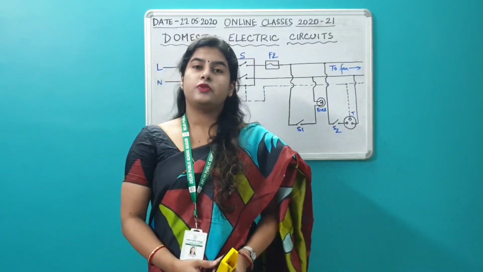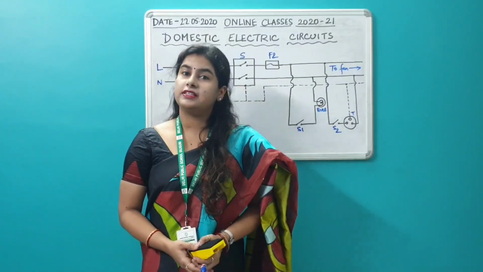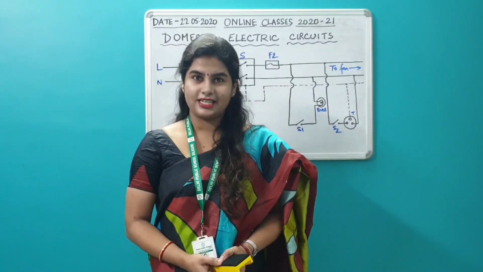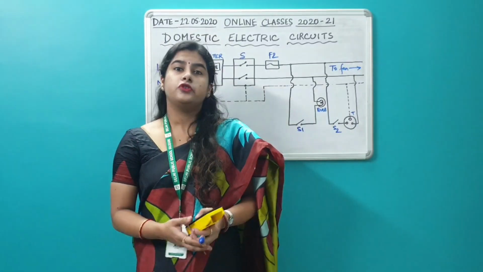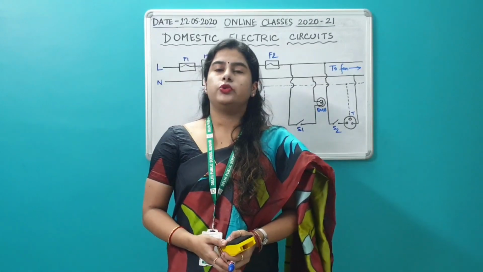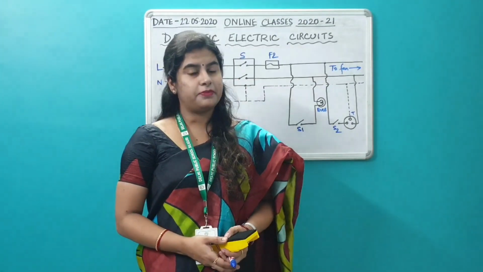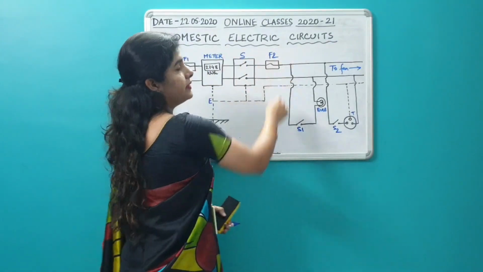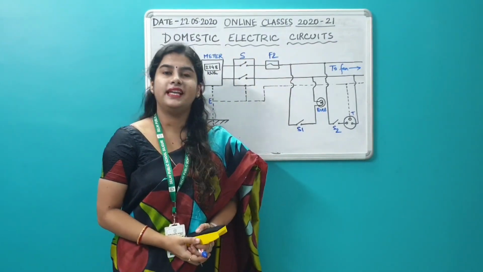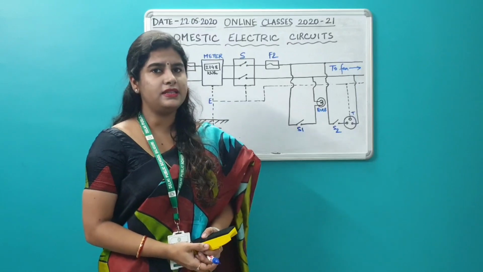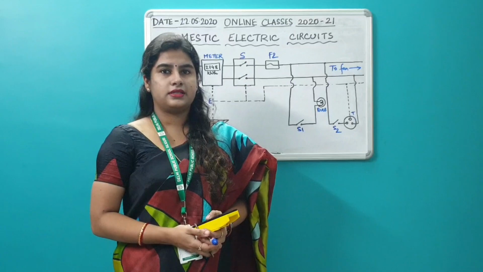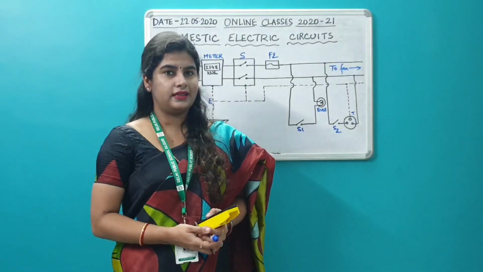2020-2021. So I am back again with the same chapter, magnetic effects of electric current. Today I am going to teach you the last topic of this chapter, that is domestic electric circuits. Domestic means circuits which are used mainly in our houses. So we are going to see this.